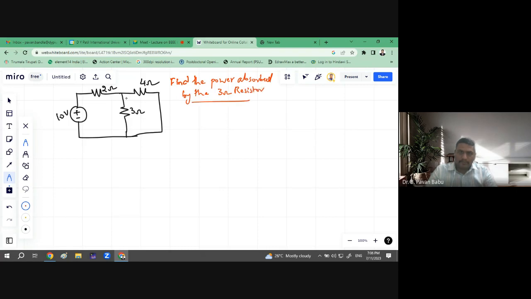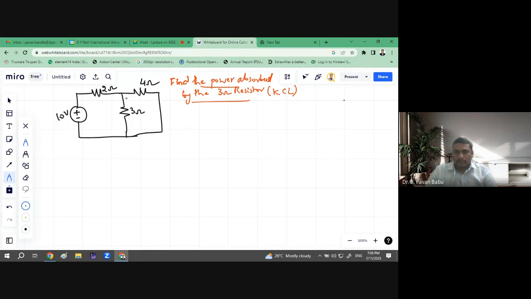Okay, let us find the power absorbed by 3 ohm resistor by using KCL. So this is important. Many methods you can apply, but we'll go with the KCL. Before that, let us recall what we mean by KCL.